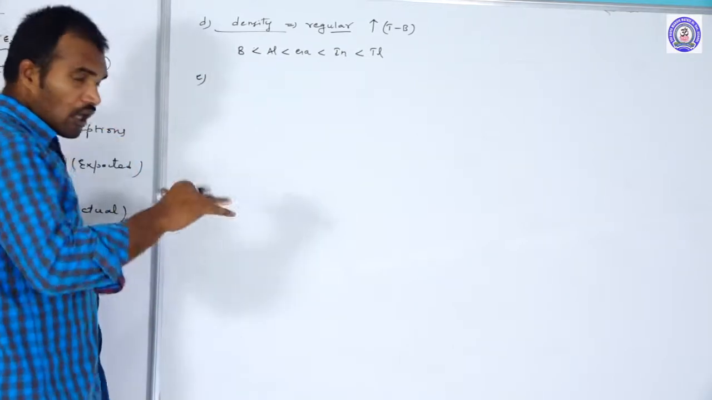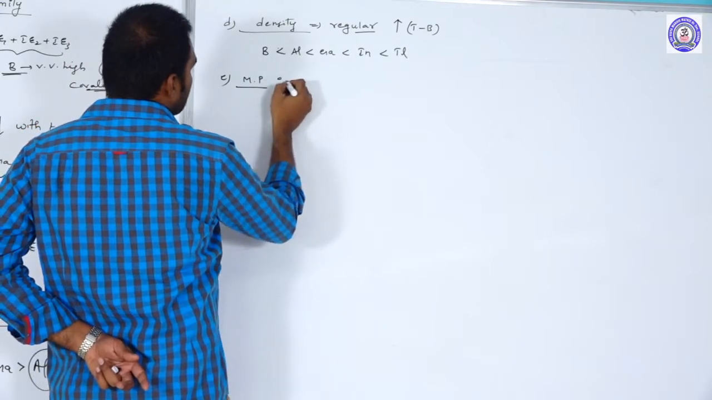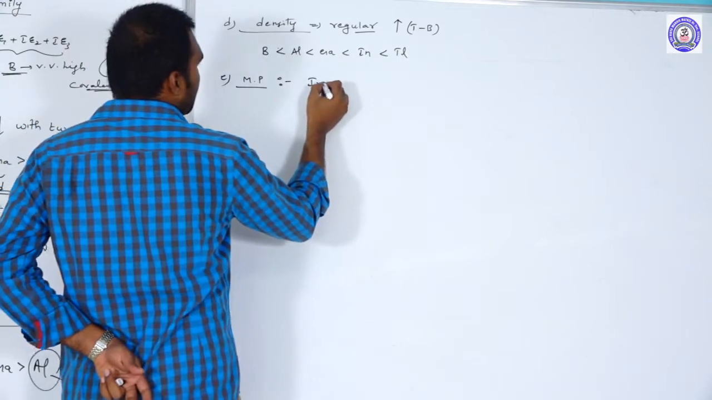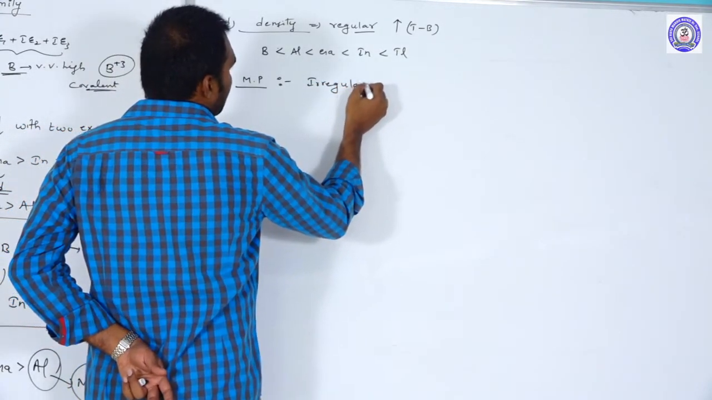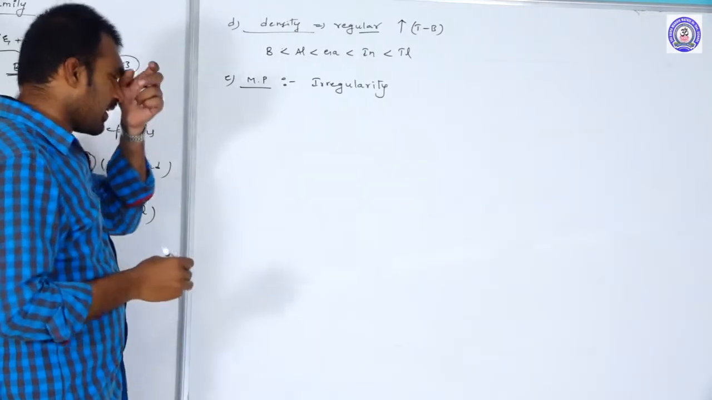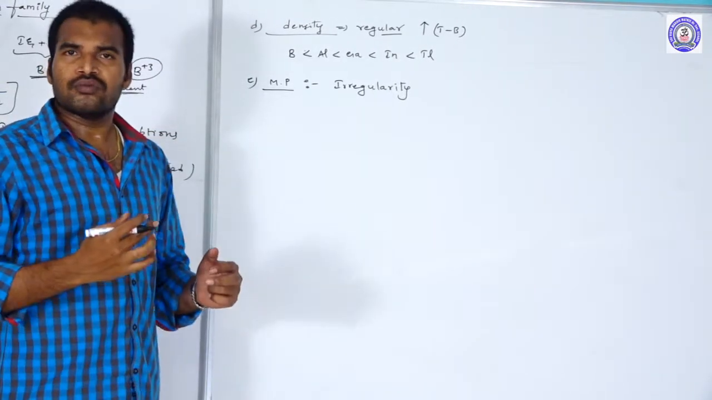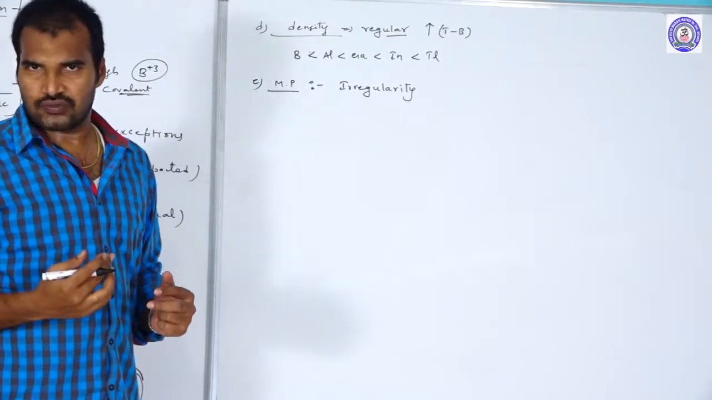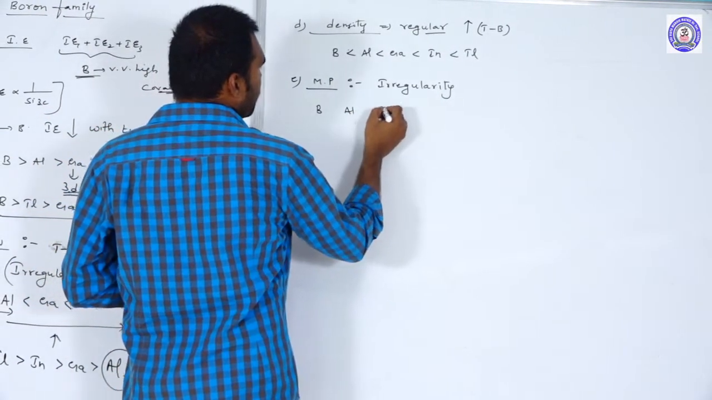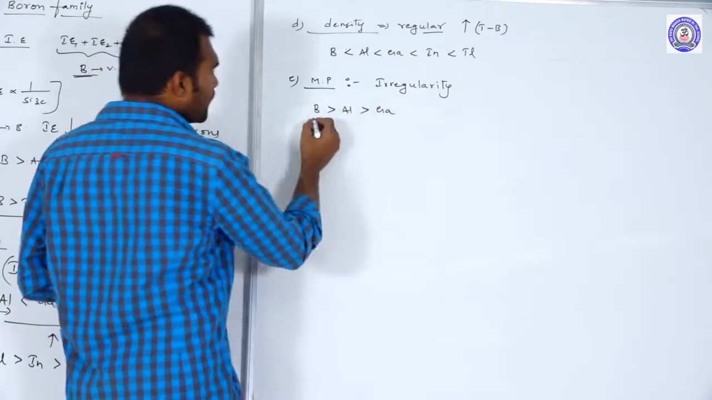Next one, after density, melting and boiling points. Let us check melting point. Melting point again is showing irregularity. What is the irregularity? Usually the regular trend is that from top to bottom the melting and boiling points should decrease. But here, from boron to aluminium, boron to gallium, it decreases.